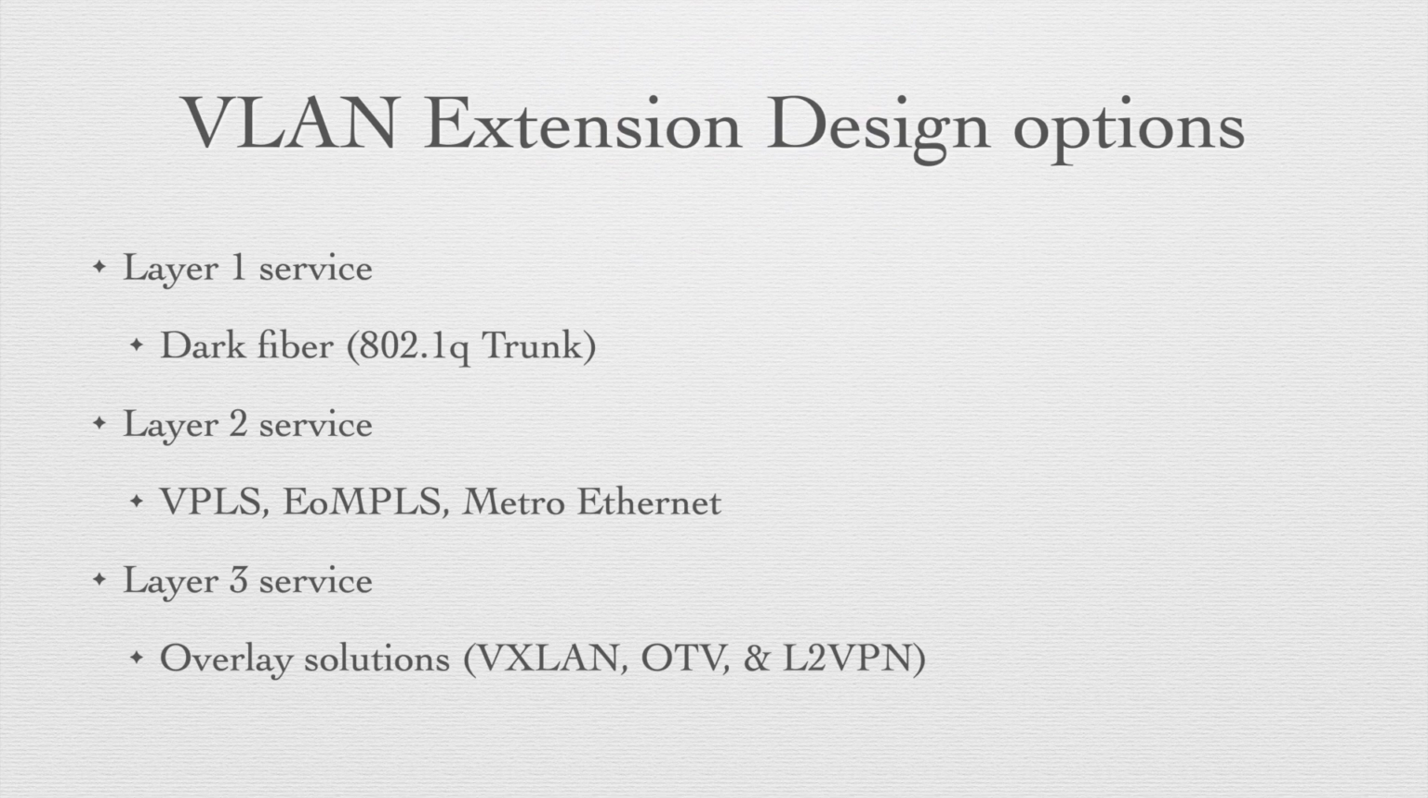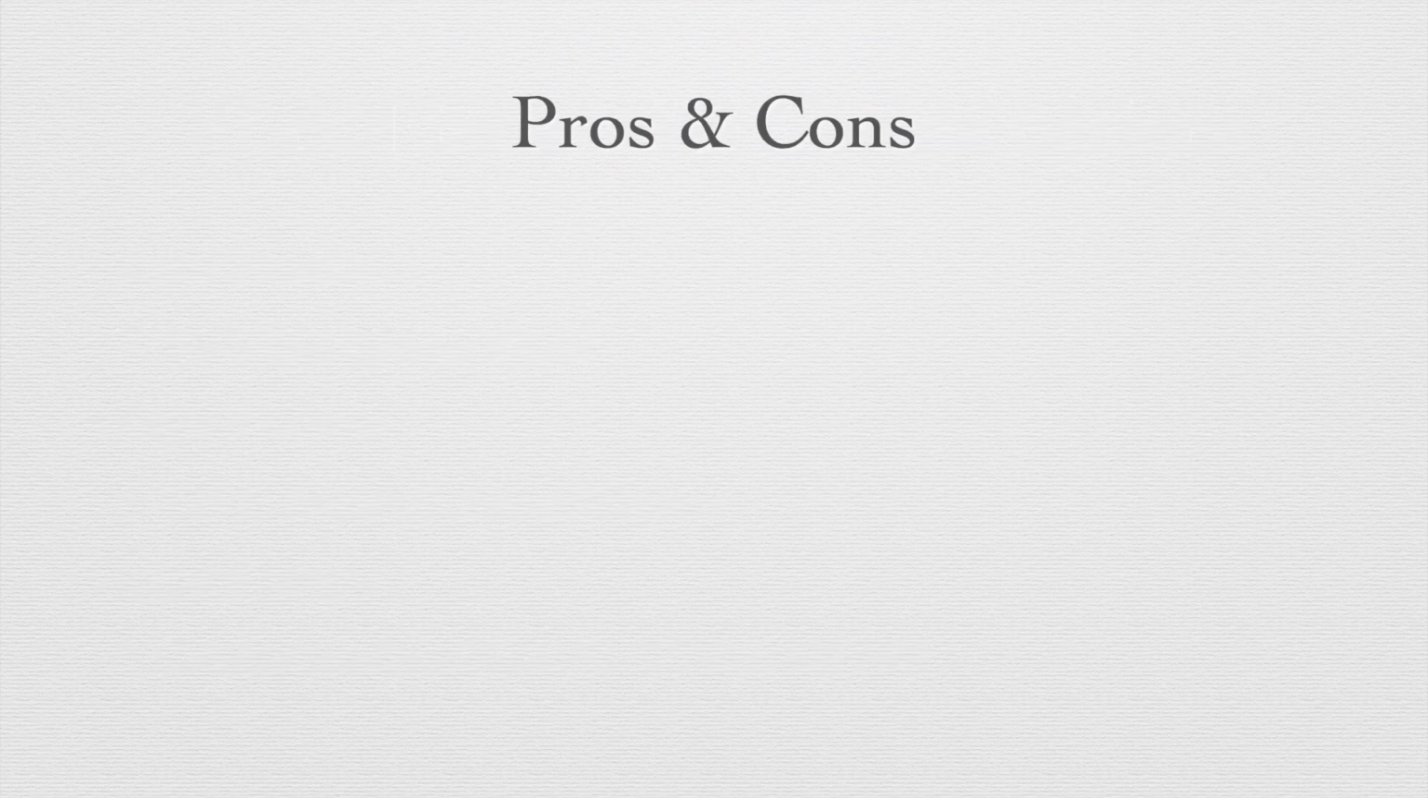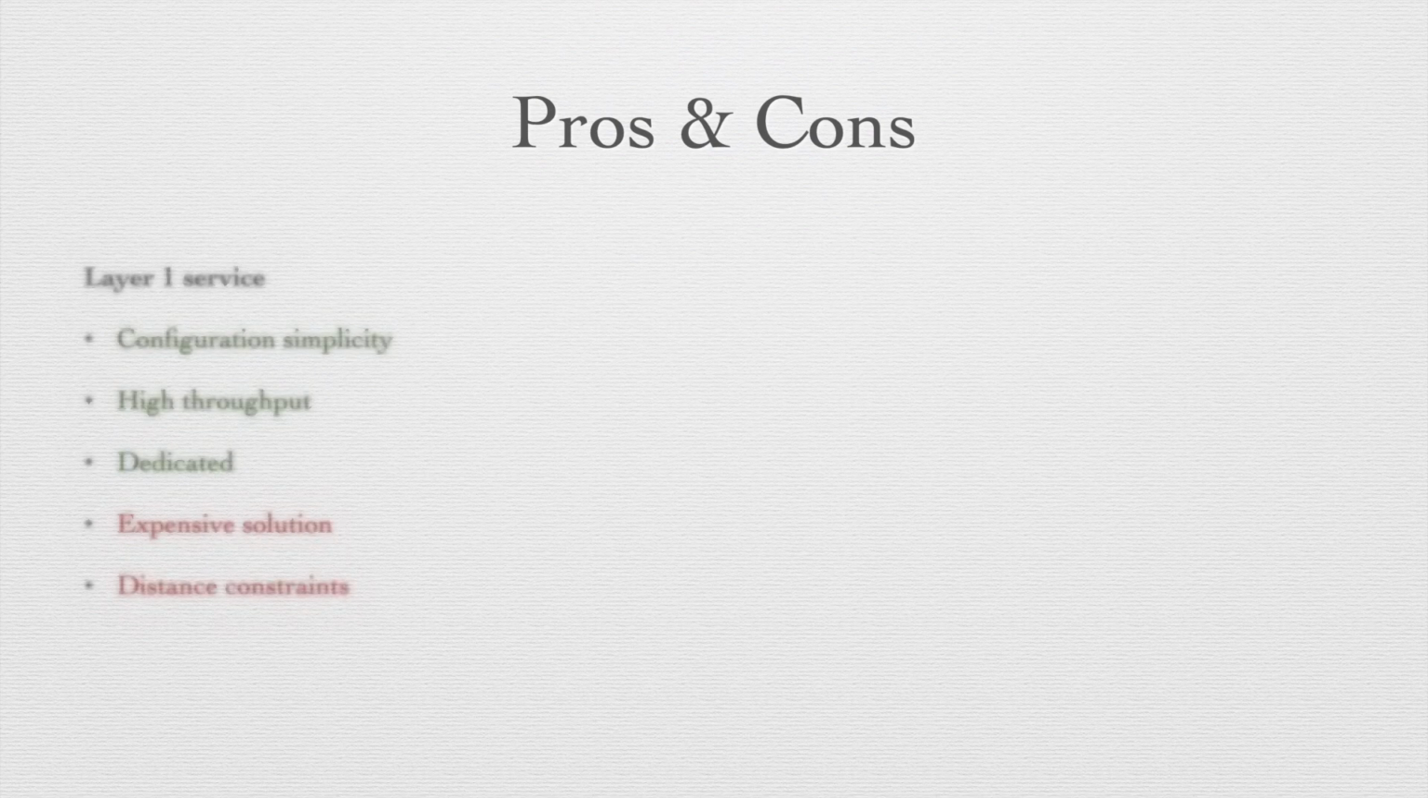Having understood some of the popular choices and widely used options, let's look at the pros and cons of each design option we discussed now. Layer 1 services like dark fiber links are easy to configure and implement in the network devices. You can achieve higher throughput since you get high bandwidth and dedicated physical connectivity.